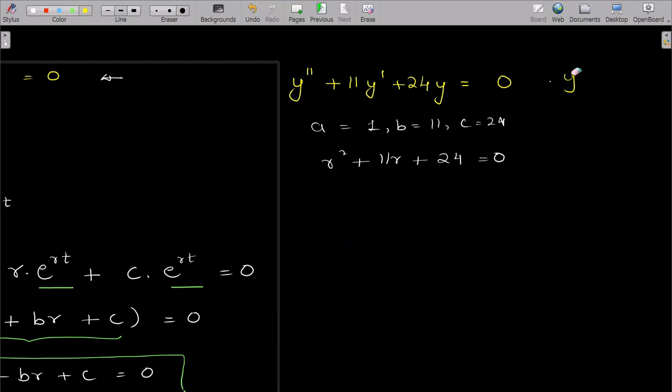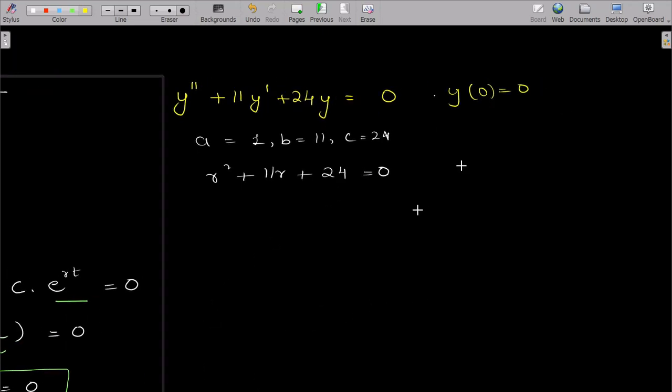Wait, I also need to give you the initial values for this. y of 0 is 0, right? And y dash 0 is equal to negative 7. Okay, we'll use that later.